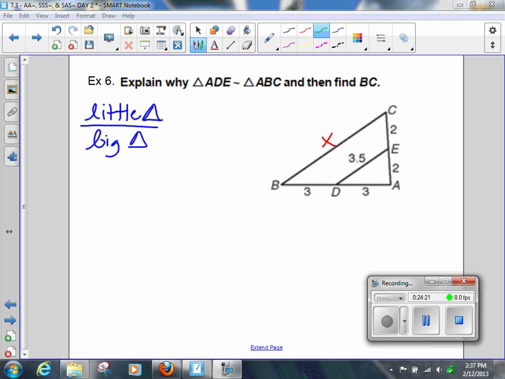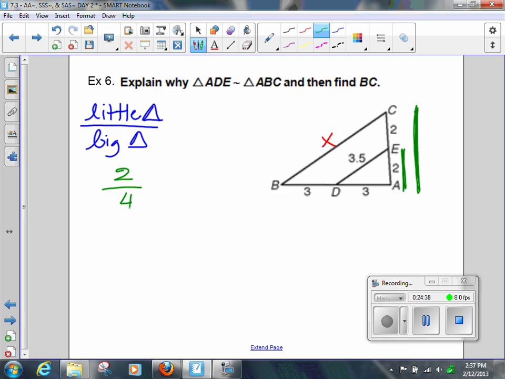2. Okay. I could use 2. If I use side AE, then what's the whole side for the big triangle? Ooh, how'd you get 4? 2 times 2 is 4. Now, I got to find X. So what number do I use next?